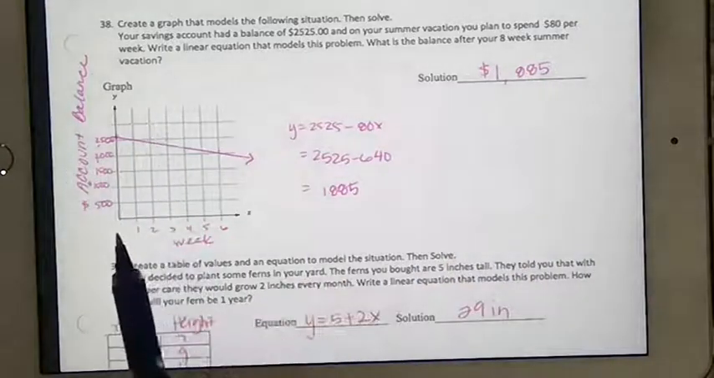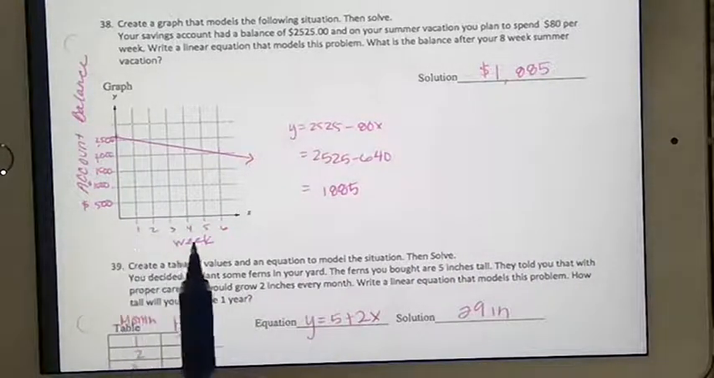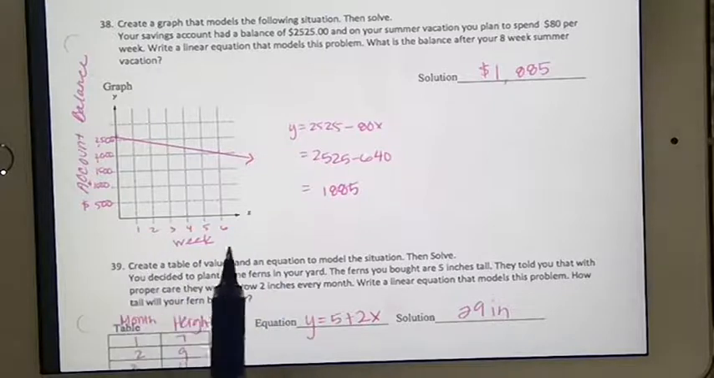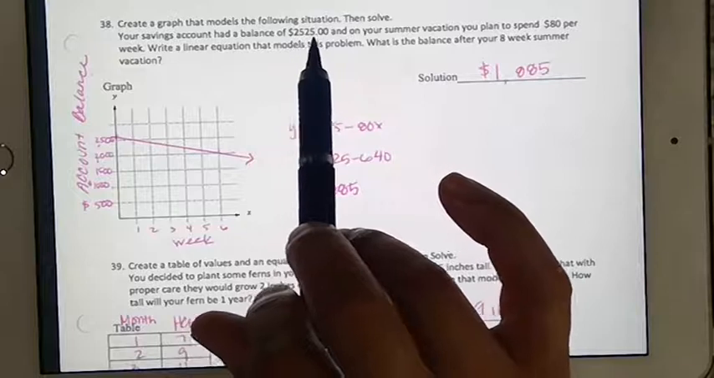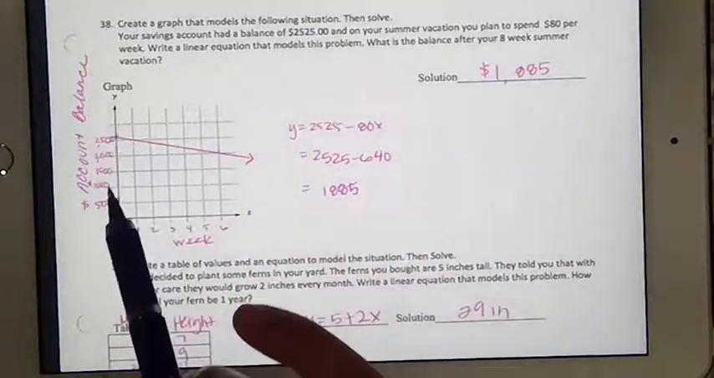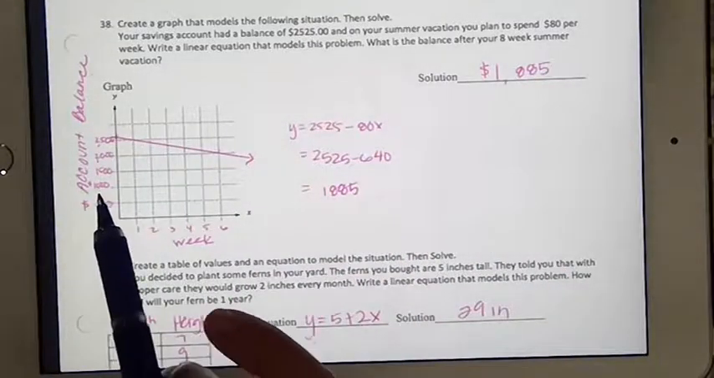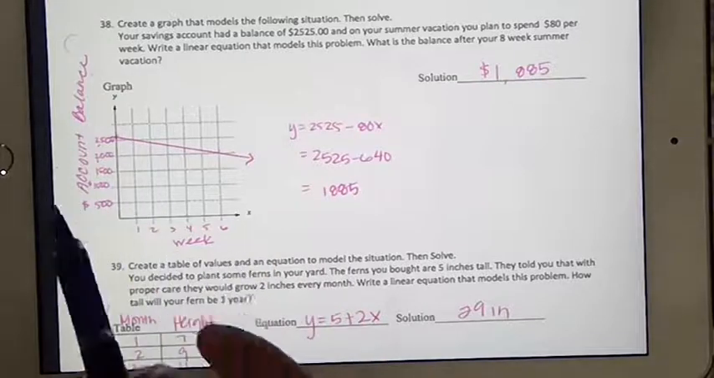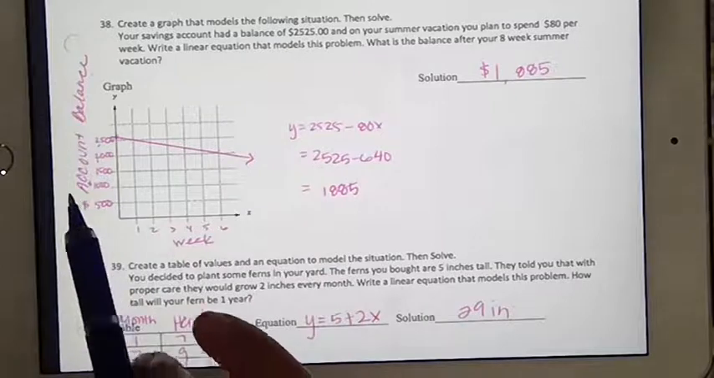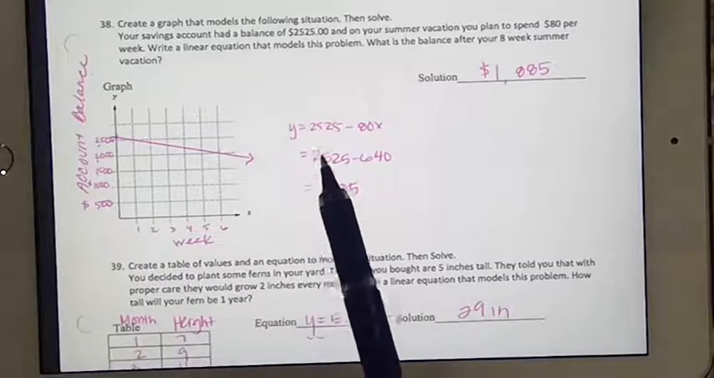Okay, so I kind of came up with this idea. So 1, 2, 3, 4, 5, 6, 7, 8. These are the number of weeks. It's up to about 2,525. So maybe make your scale, I did it by 100. You can, or by 500. You could do whatever. Label these. These are the number of weeks. This is the account balance. Really important that you label your X and Y axis.